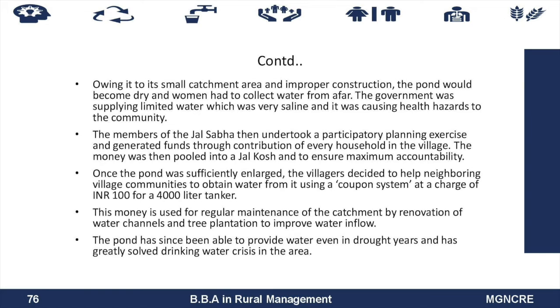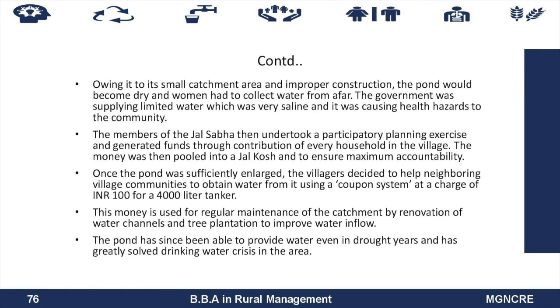The members of the Jal Sabha then generated funds through contribution of every household in the village. The money was then pooled into a Jal Kosh to ensure maximum accountability.